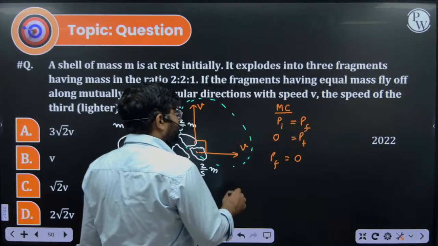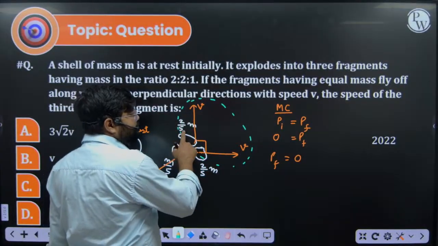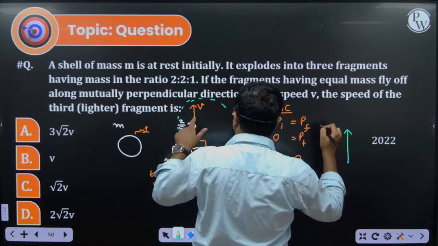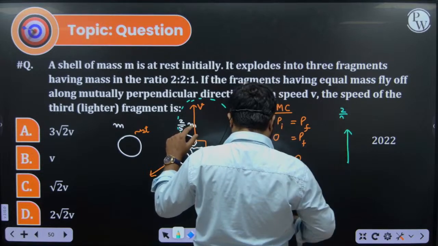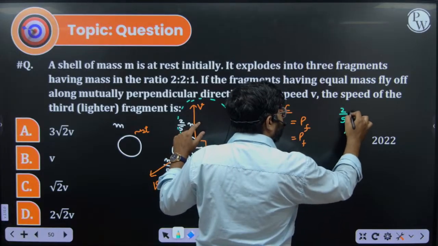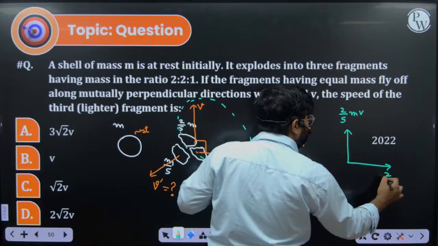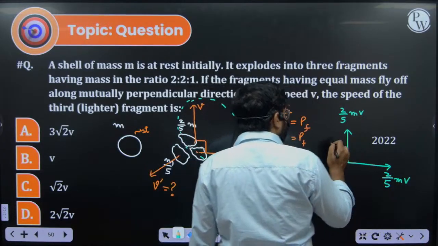So if you think like that, you can do it in a faster way. This momentum is mass into velocity: 2 by 5 m v. This is also 2 by 5 m v. So what is their resultant?